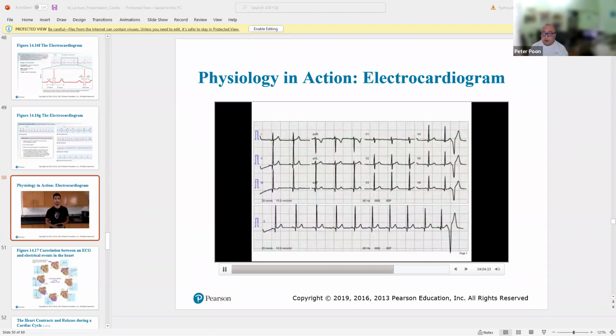You can see the 3 limb leads, the 3 augmented limb leads, and the 6 chest leads. The traces for these leads look different because they're measuring the heart's electrical activity from different angles.